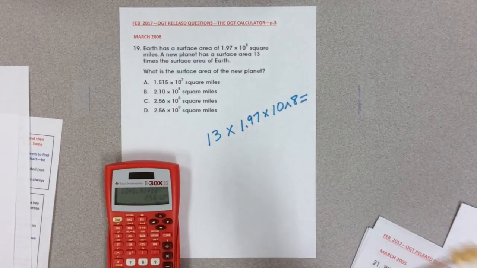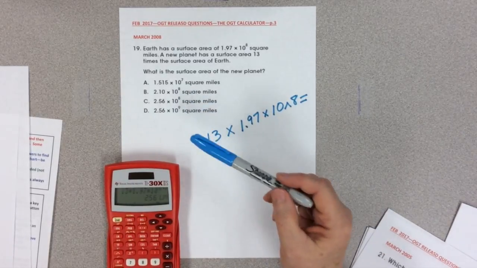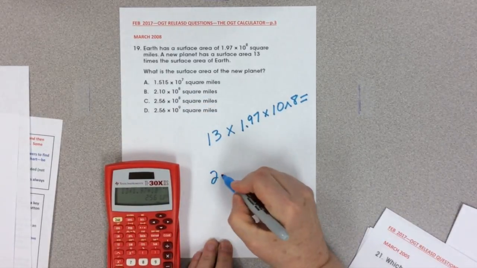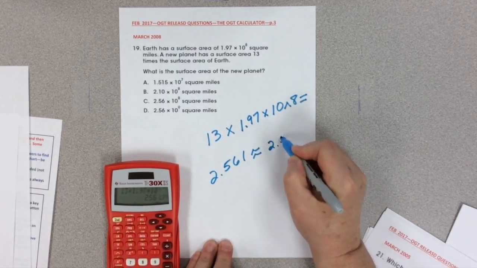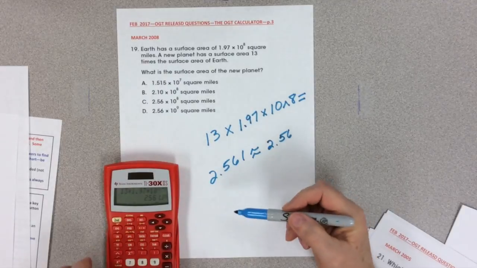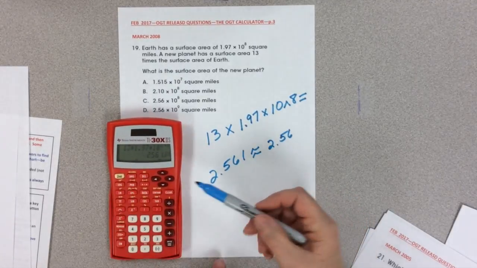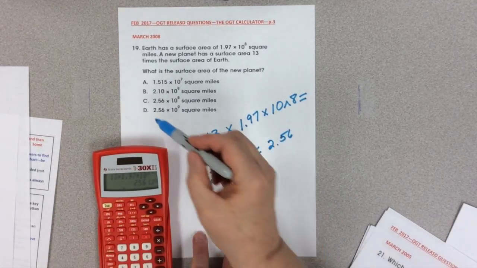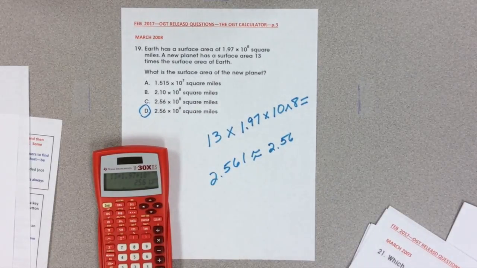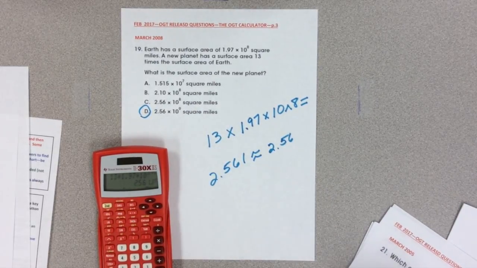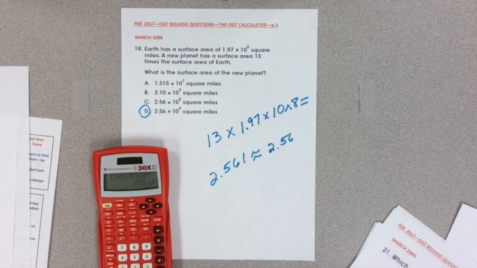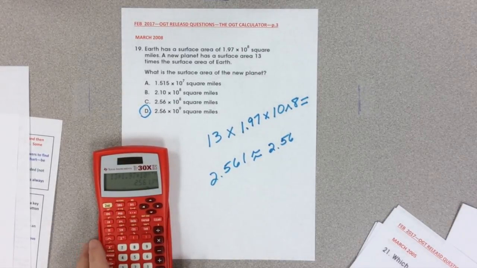I don't have a 2.561 in the answers, so you can tell that they've taken 2.561 and rounded it off to 2.56. We've got two answers there, but the correct exponent was 9. So this answer is D. So once again, if you can press buttons, you can get points on the OGT from just using your scientific notation.